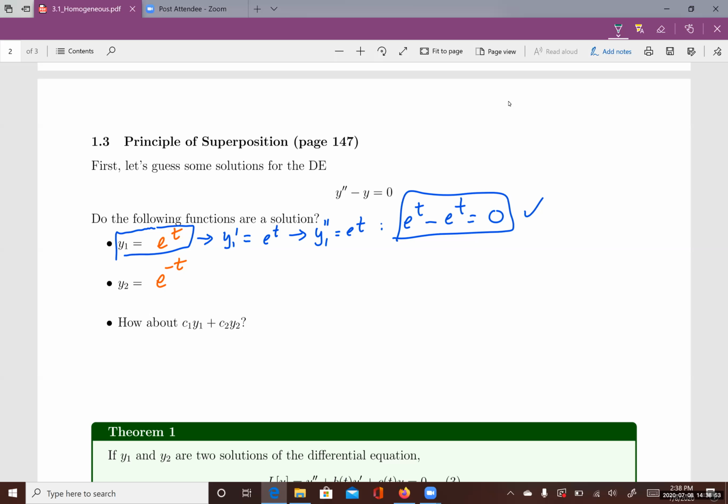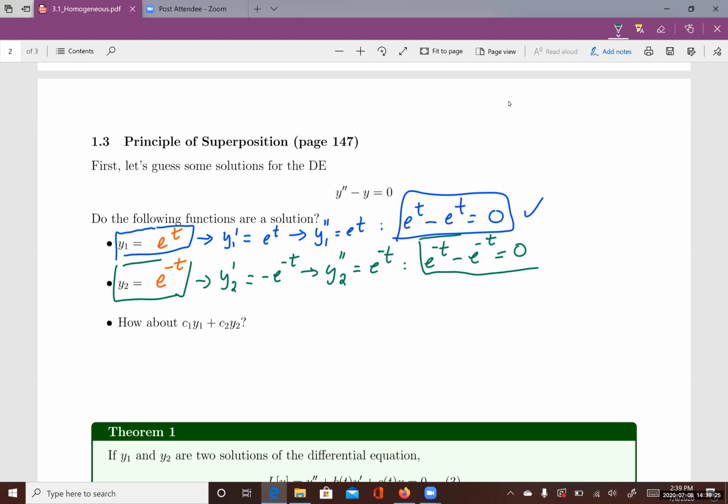How about the second function, y2? For y2, I have y2 prime equals negative e to the negative t. For y2 double prime, I have negative negative, which is positive e to the t. So then again, if I plug in y double prime, e to the t, minus y, which is e to the negative t, I still have 0. That means, yes, the second function is also a solution.